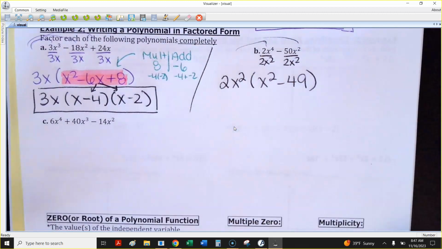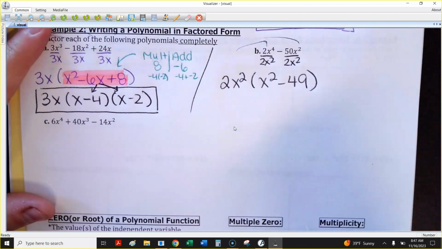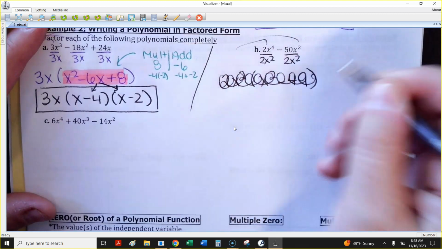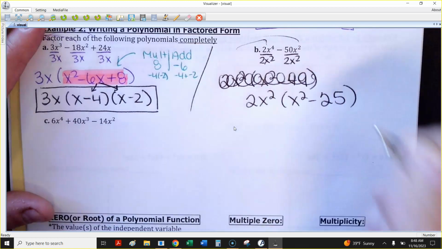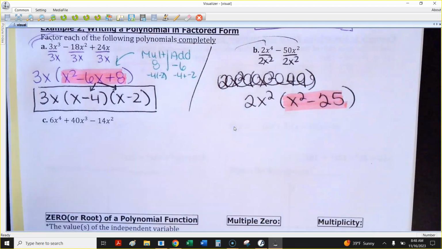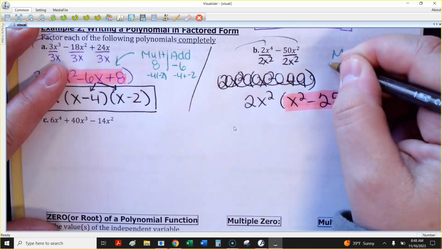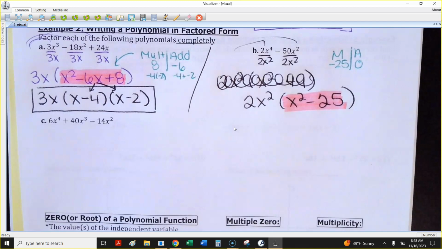Now, I know it's been a minute since we've done this too. Oh, why did I write 49? Forgive me. All right, so 2x squared, x squared minus 25. Okay, now, it's been a minute. I don't know if you guys remember doing this. This is called a difference of squares. So, can you think of two numbers that, if I multiplied them, I'd get negative 25, but if I added them, I don't have a b value in there, right? So it would add up to 0. So can you think of two numbers, multiply to get negative 25, add to get 0? Yes, negative 5, positive 5.